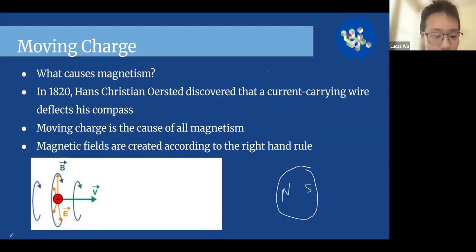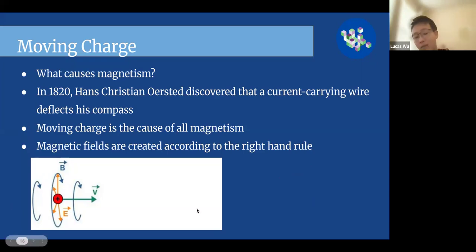All right, so let's go back to what causes magnetism. If I have a wire, that will actually produce a magnetic field. The reason is, if I have a wire and it has current in it, that means there are charges moving through the wire. And we'll find that moving charge is the cause for all magnetism. If I have a charge over here and it's stationary, it will not produce a magnetic field. But if I have a charge and it's moving, then that will create a magnetic field.